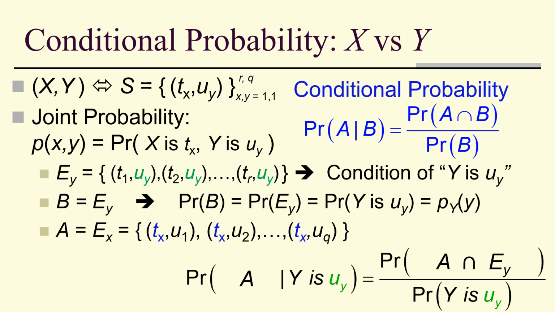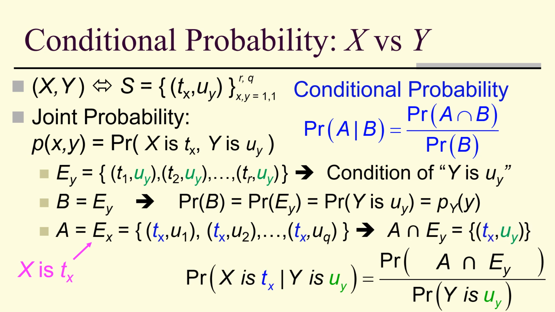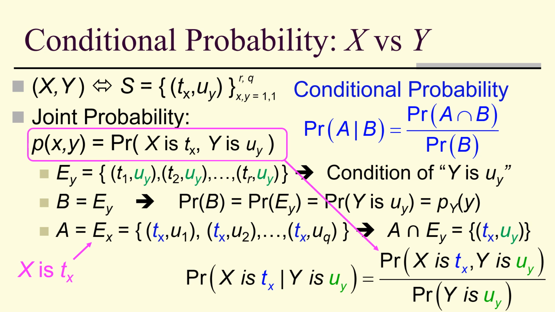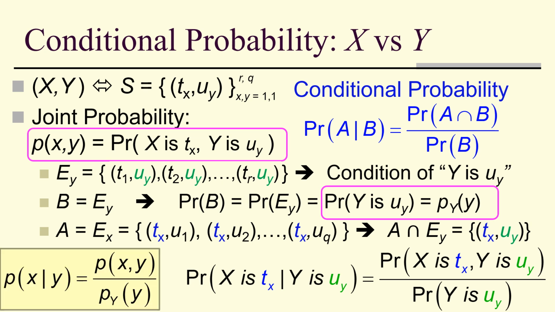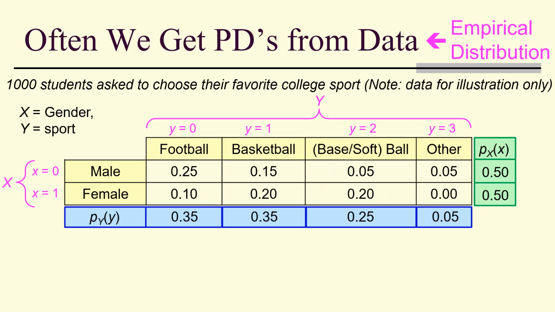If we let A be equal to E sub x, fixed outcome T sub x for x, then A intersect E sub y is just the single outcome T sub x U sub y. So that means that in the numerator, we have the joint probability. The denominator is the marginal probability. And that gives us conditional probability in terms of the capital XY being the little x, little y indexed pairs. And here it is. So let's look at an example.